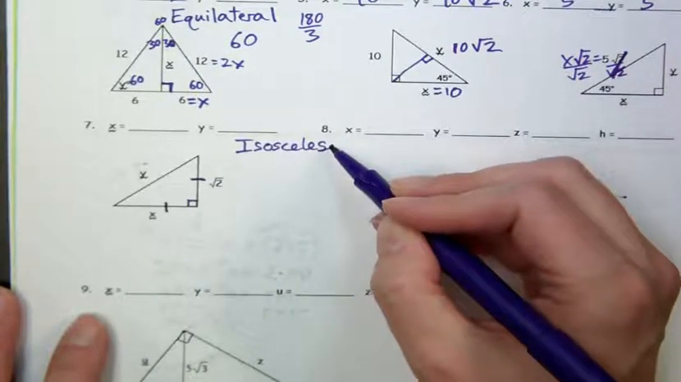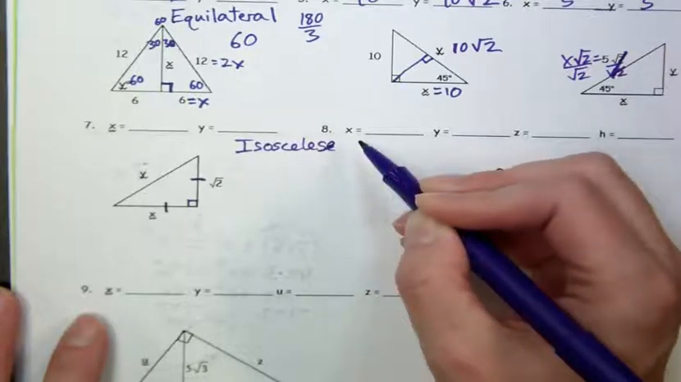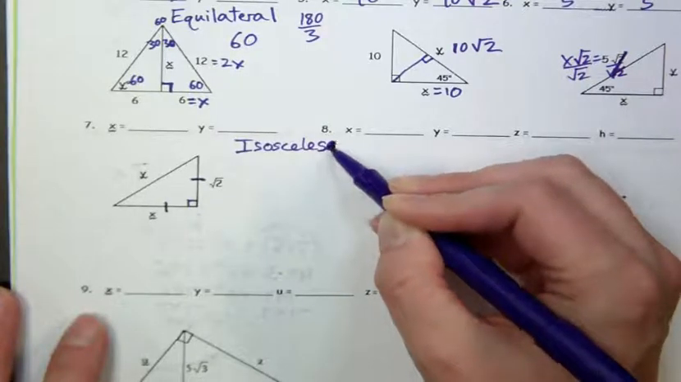Does isosceles have an E on the end? Yeah. No. Okay, I'll take your word for it and say no.